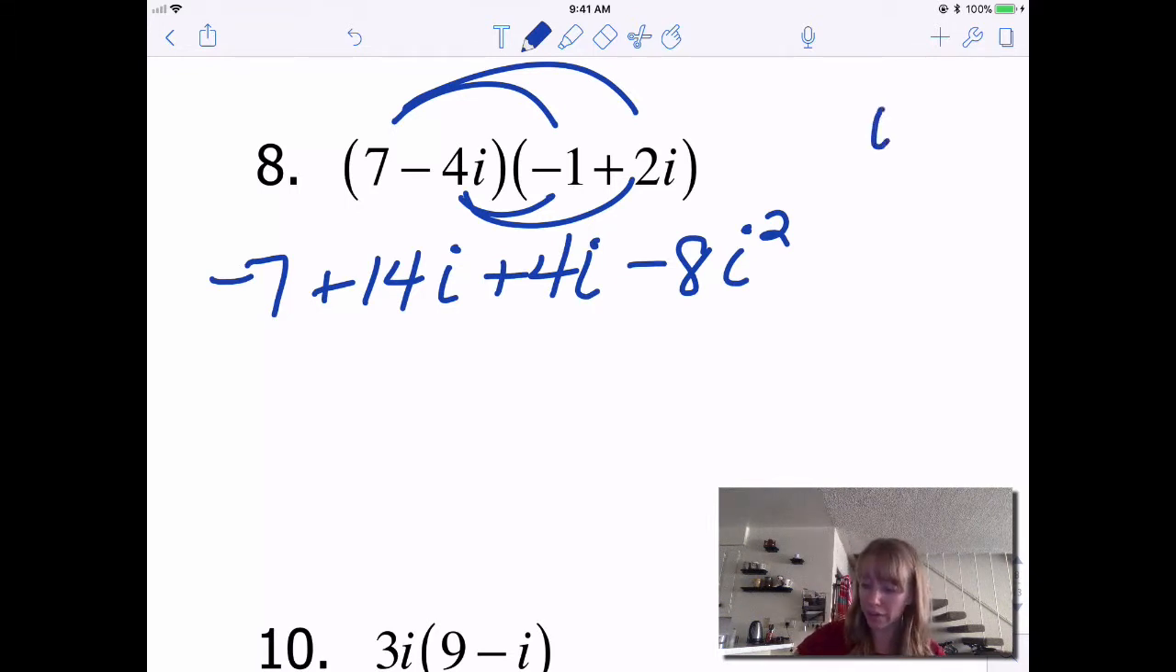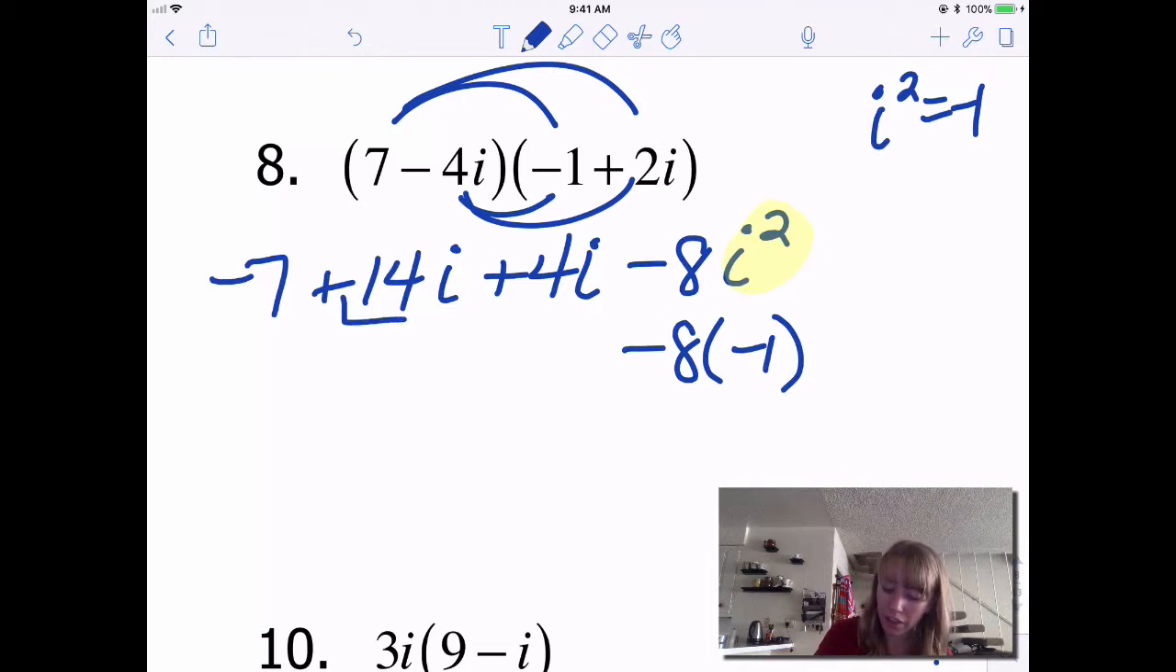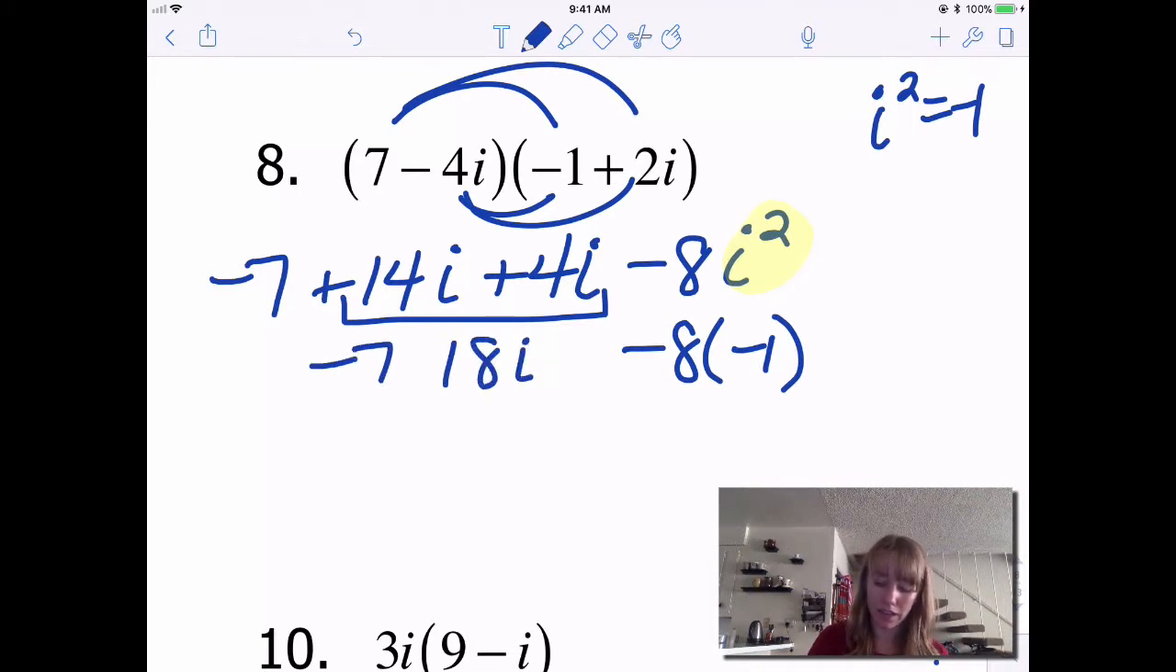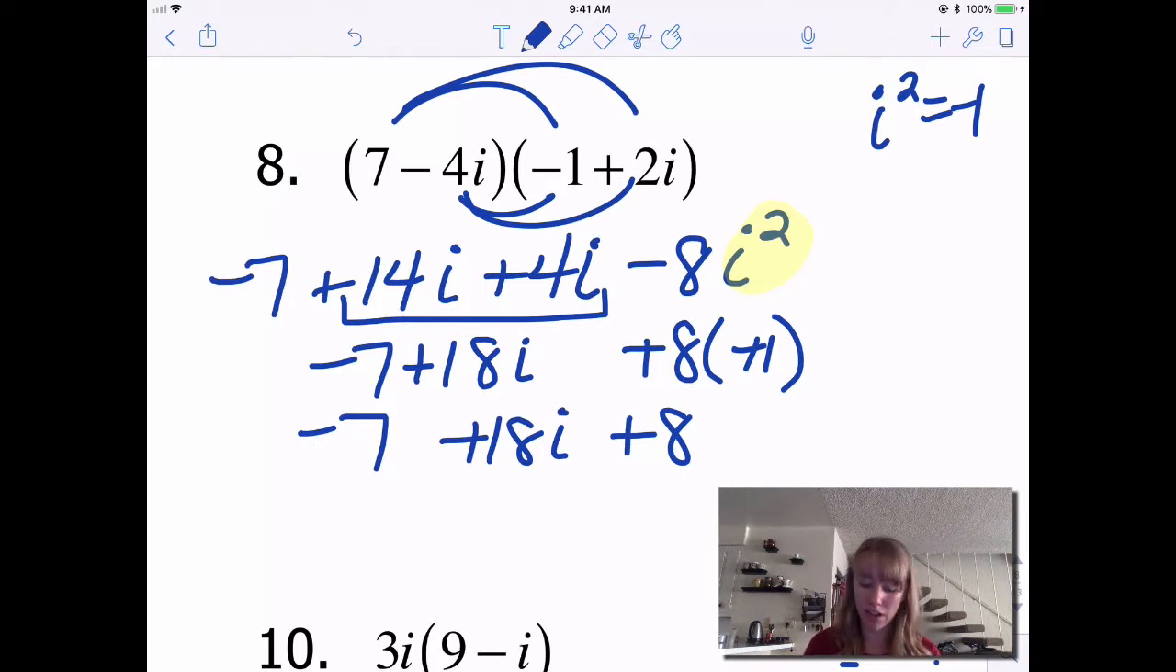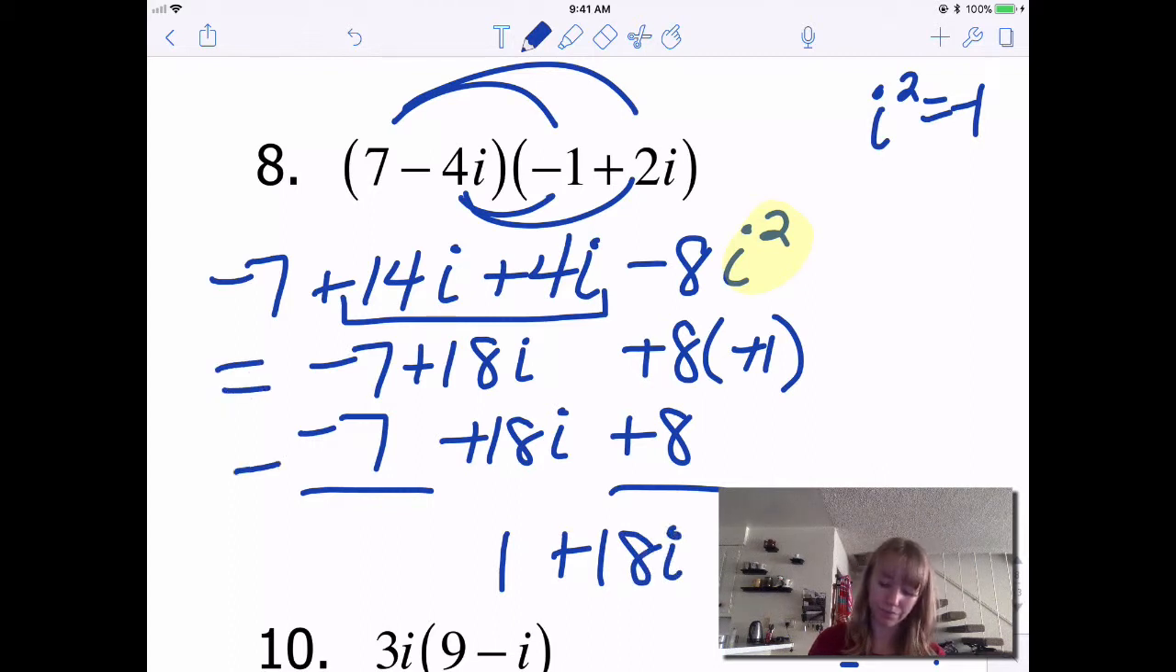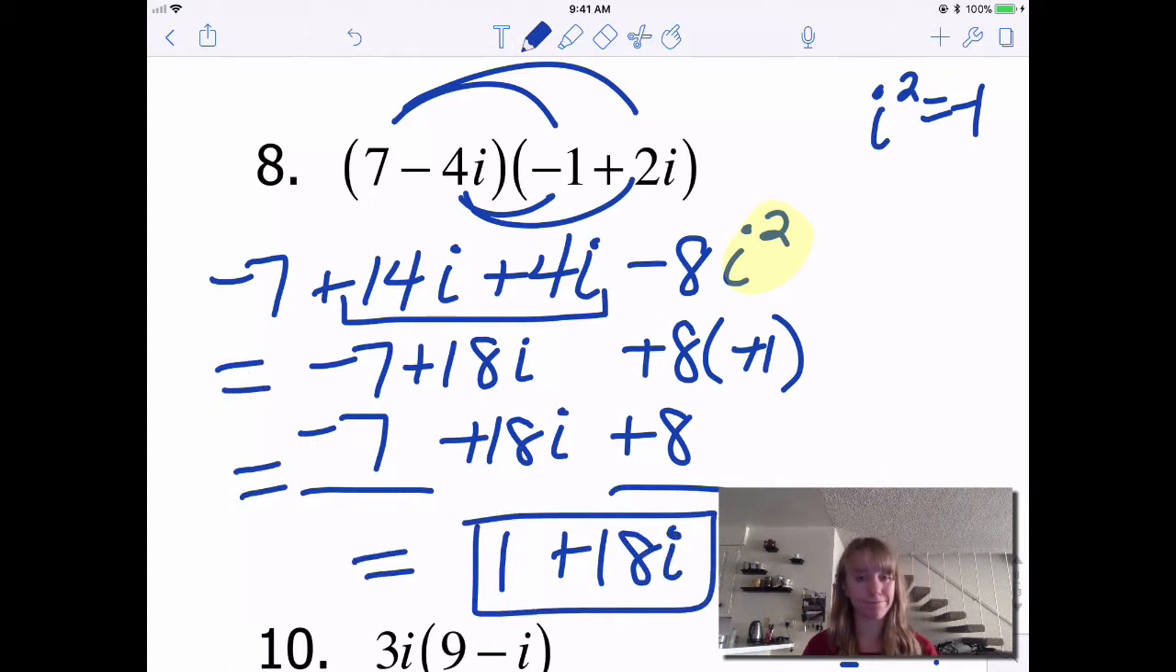There's a couple things we can do here. First, i squared is -1. Hopefully you saw that. So that's right here, -8 times -1. Another thing we can see is that our middle two terms are like terms. So 14i and 4i adds to 18i, and then -7. So -8 times -1, that'll be a positive 8, positive 18i and -7. Combine your like terms and you get 1 plus 18i as a final answer.